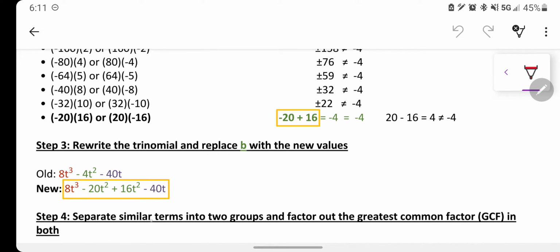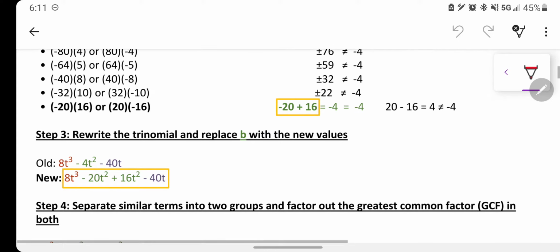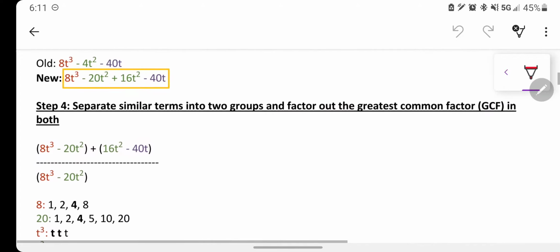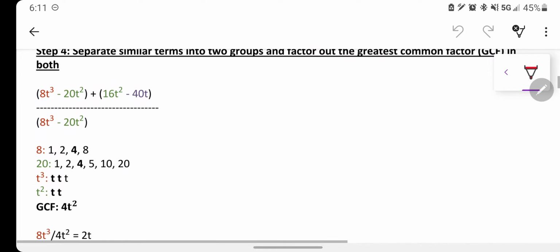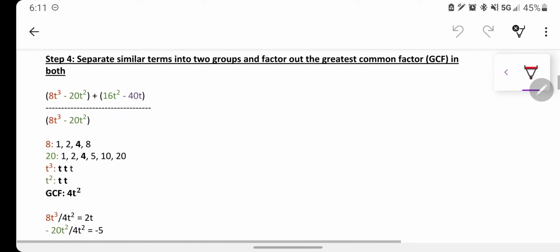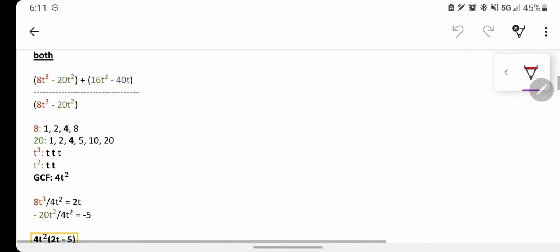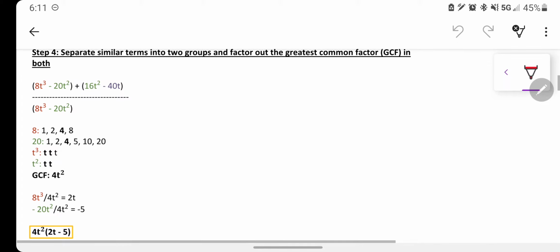Step 4 is separate similar terms into two groups and factor out the greatest common factor in both. So let's go down here, zoom out more. Alright, so we have our new equation here, and I grabbed this one and then brought it over here since we're going to start with the first group that we made. So the first group is going to be that 8t to the third power minus 20t to the second power.